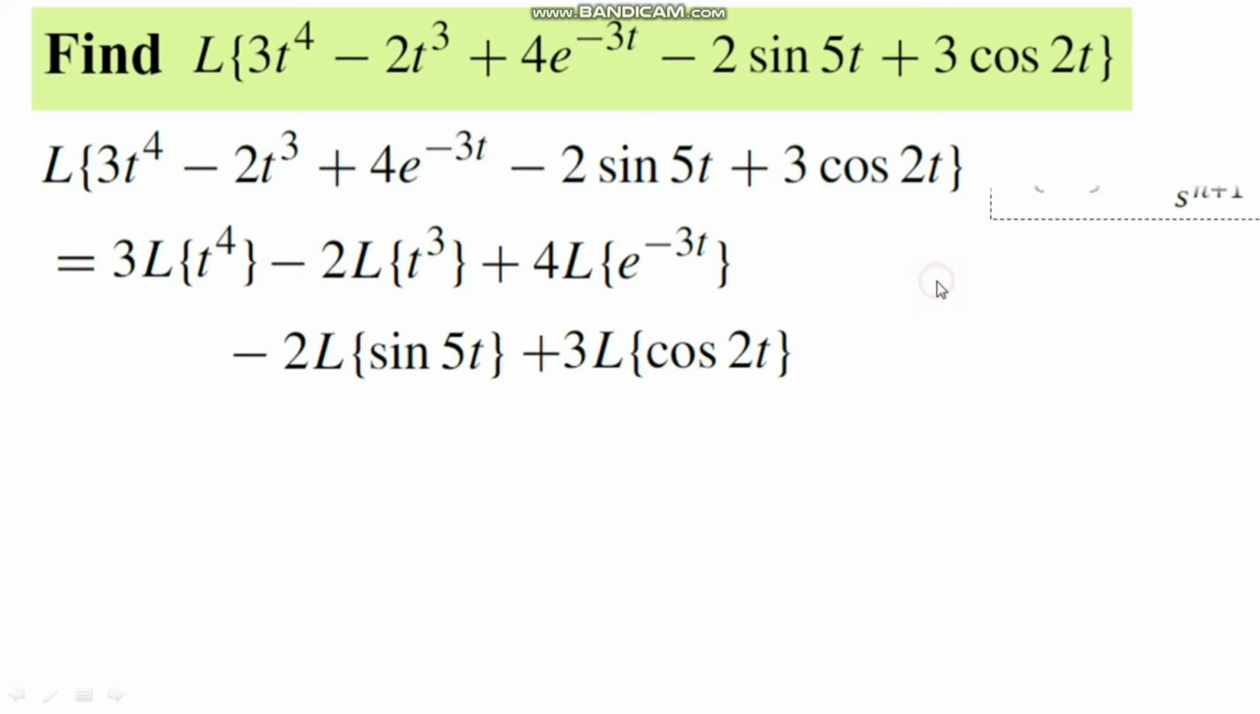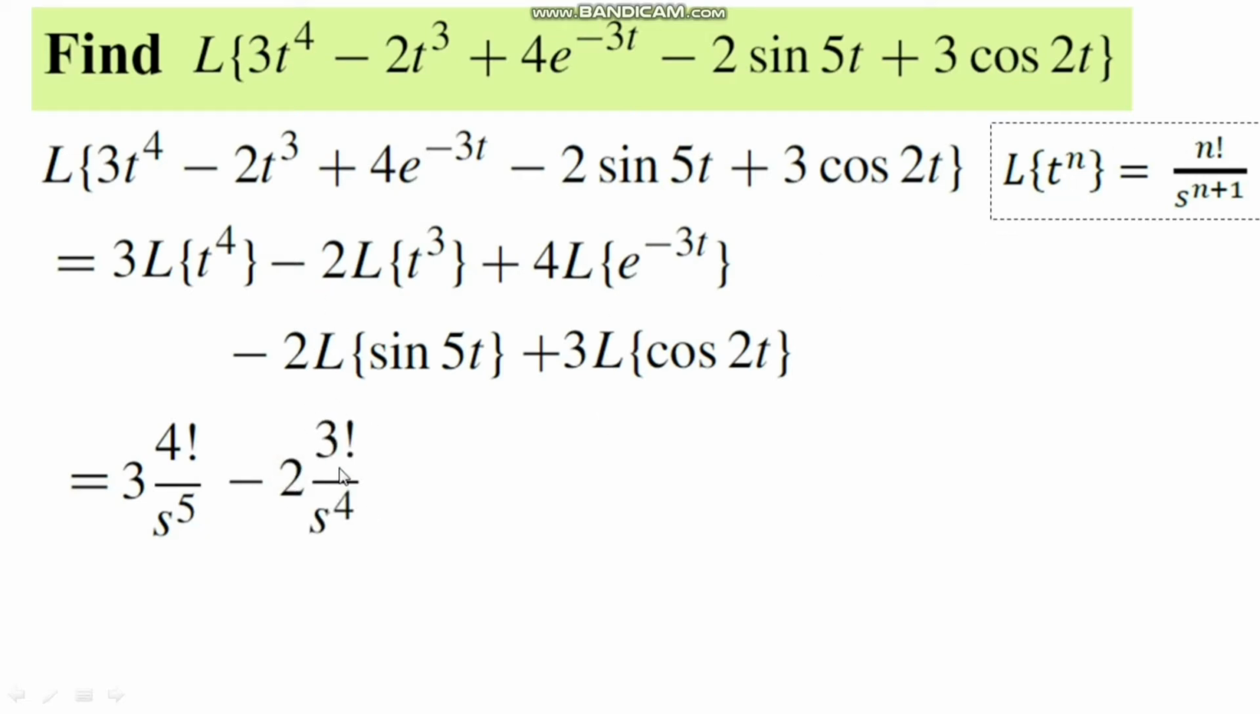We know that the Laplace transform of t^n, when n is an integer, has the formula n factorial by s^(n+1). Later, 3 times the Laplace transform of t^4 becomes 4 factorial by s^5 according to this formula, minus 2 times the Laplace transform of t^3 becomes 3 factorial by s^4 according to it.